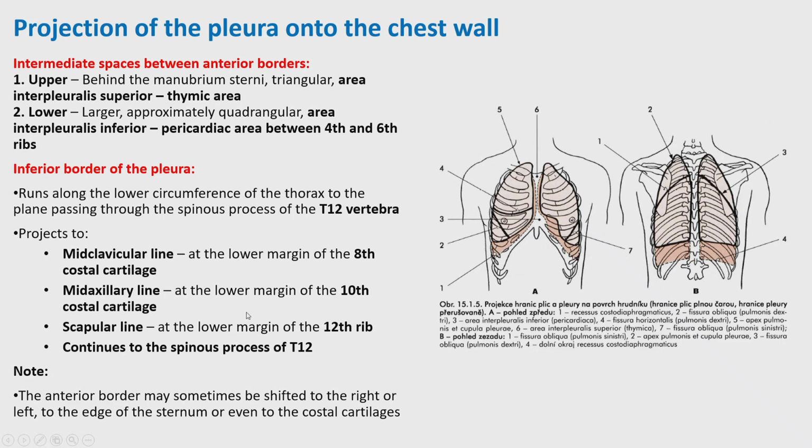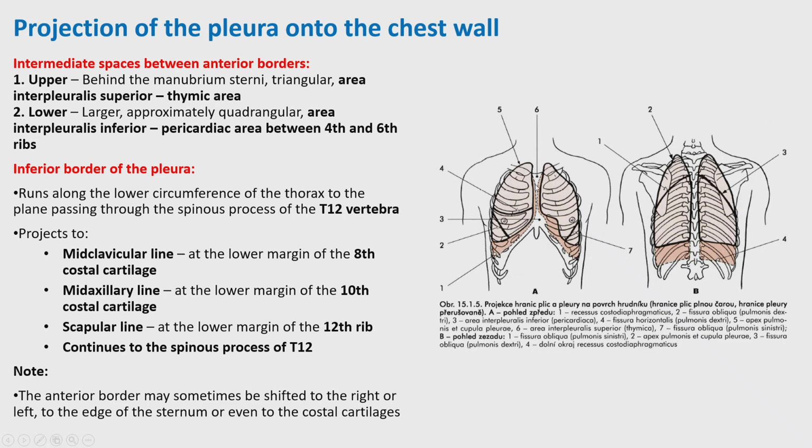So, the intermediate space between the anterior pleura here and here: the area interpleuralis superior or the thymic area, and the area interpleuralis inferior or pericardiac area between the fourth, fifth and sixth ribs here. Then it's very important to know the inferior border of the pleura. Inferior border of the pleura.